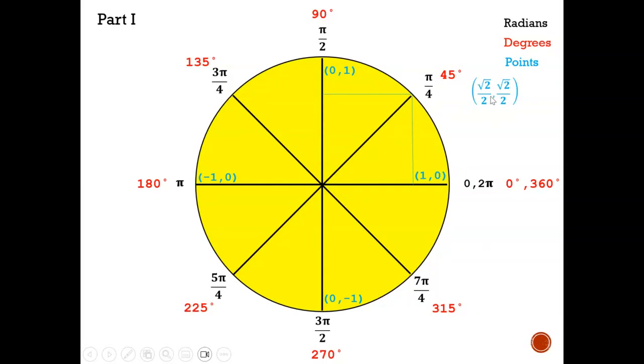So this is quadrant 1. Quadrant 2 is the same point but negative, positive. Quadrant 3 is the same point, but they're both negative. And quadrant 4 is the same point, but positive, negative. So we're done with the first part.